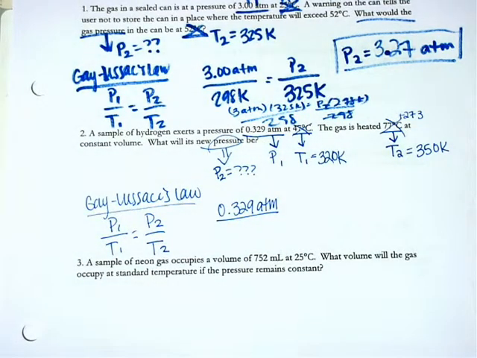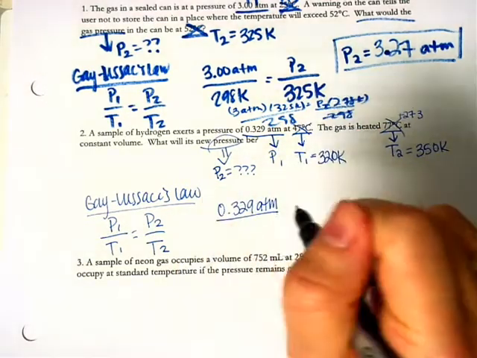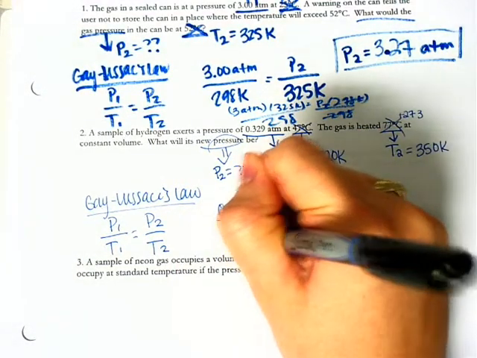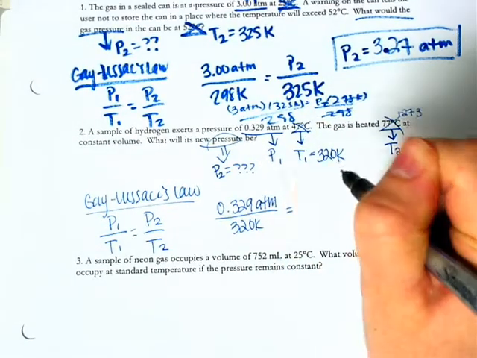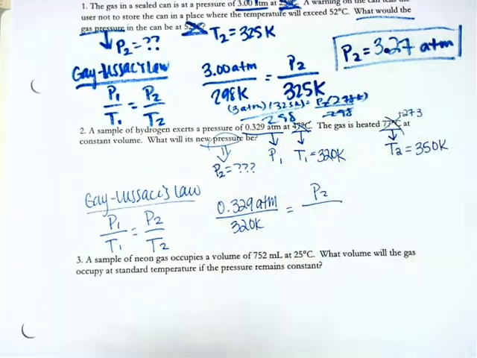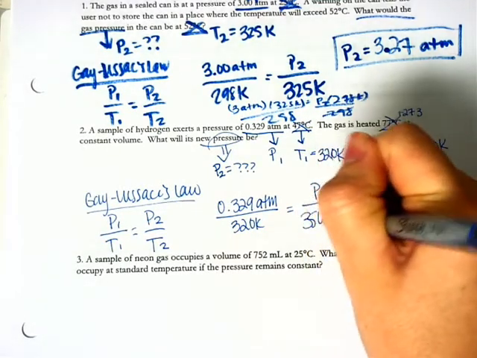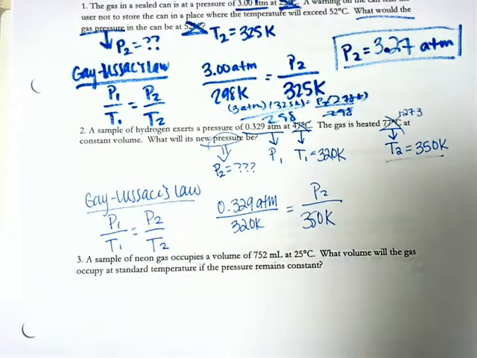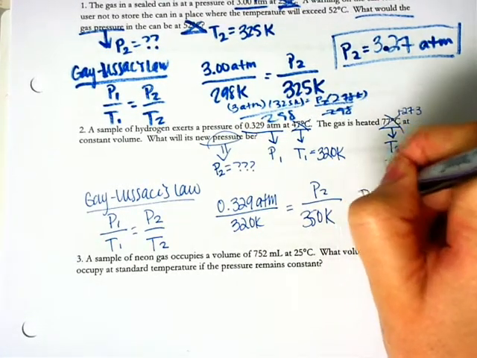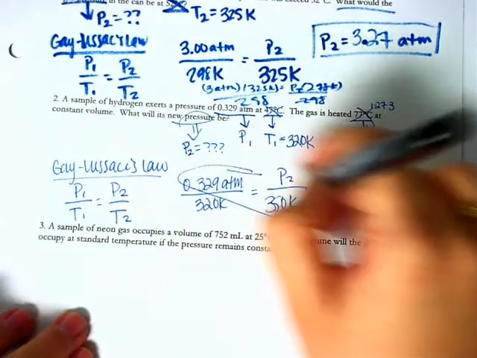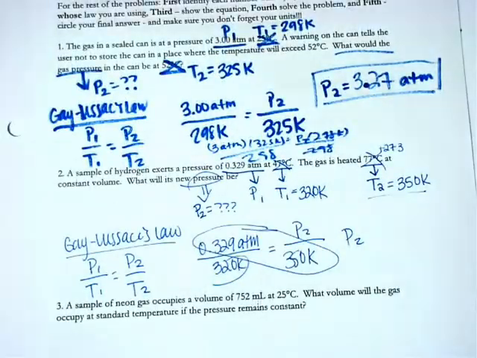ATM, atmospheres. We'll keep our units. And T1 is 320 Kelvin. P2, well, I don't know, so I'm just going to keep it P2. And T2 is 350 Kelvin. So then I solve for P2. I'm going to multiply and divide by this. So 0.329 times 350 divided by 320.